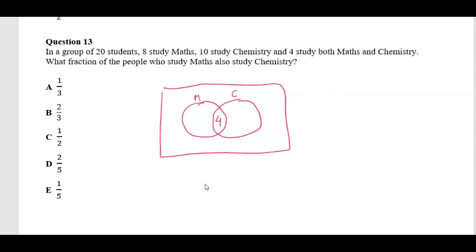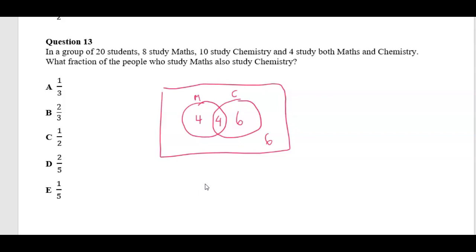8 study maths. So 4 of them already study both. So that means 4 just study maths. And in the 10 that study chemistry, 4 study both. So that leaves 6 with just chemistry. And then we've got to work out how many study neither. So I've got 14 there. So that means 6 on the outside.